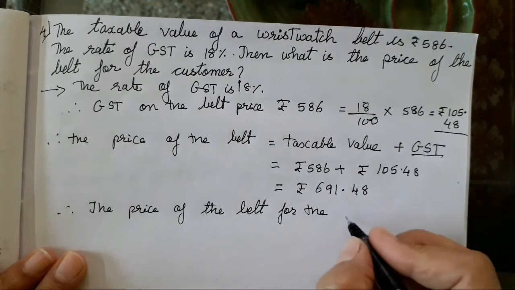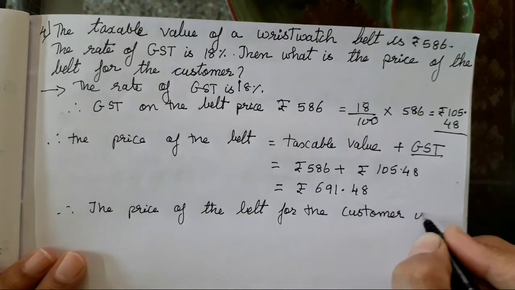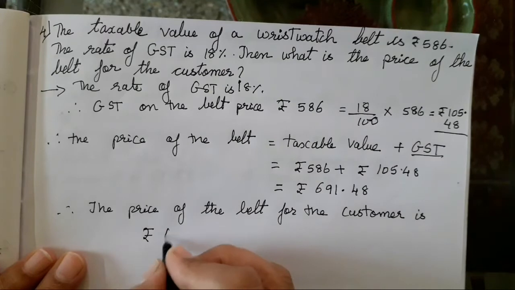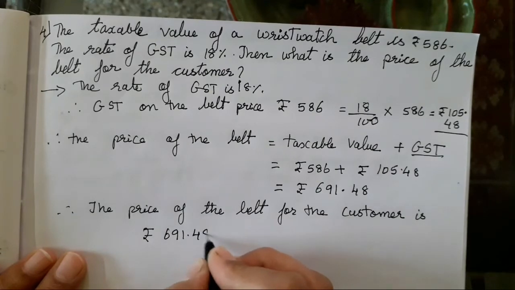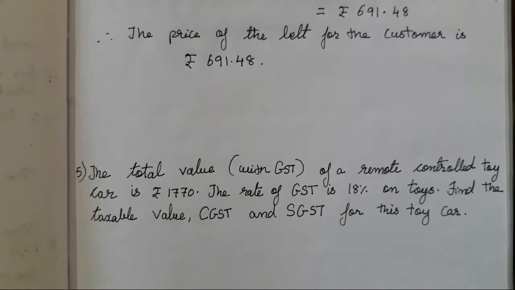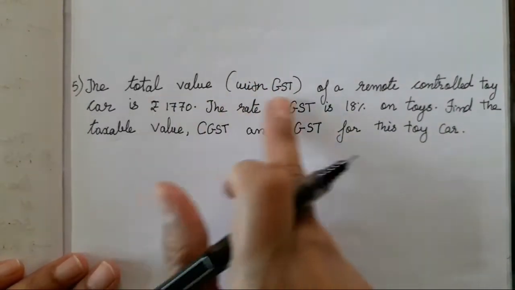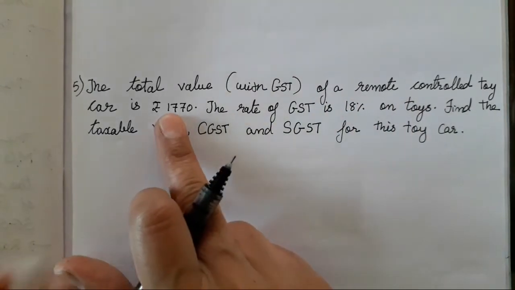At the end, you will have to conclude the answer as the price of the belt for the customer is rupees 691.48. Got it? Isn't it easy to solve? Now next, the total value with GST. Okay, now this is the value that has been given with GST.